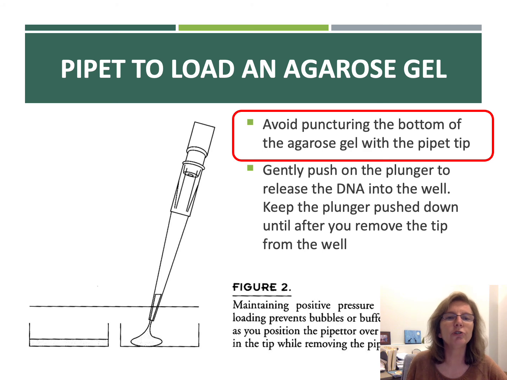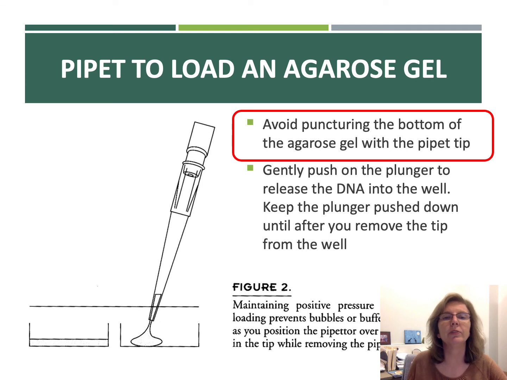So this cartoon shows you very nicely that you should only insert the pipette tip about halfway down into the gel's well. You do not want the tip to touch the bottom. That will easily make a hole and make it impossible for your DNA sample to run correctly.